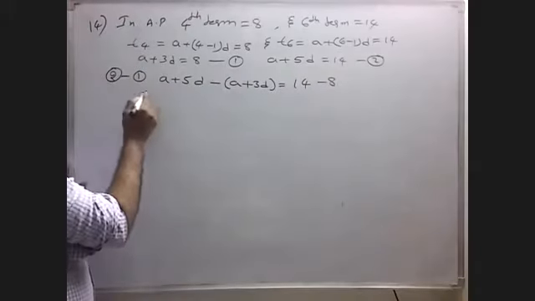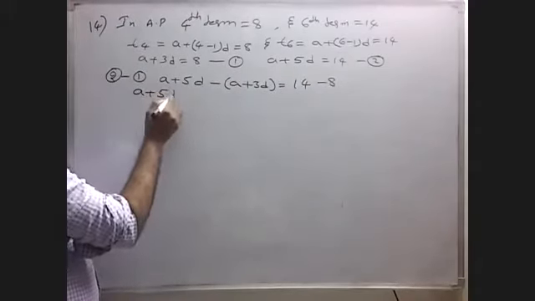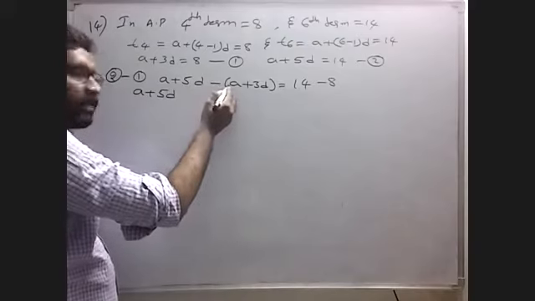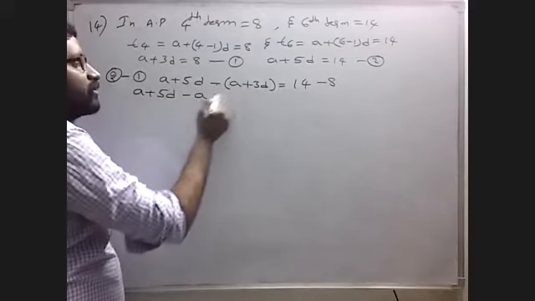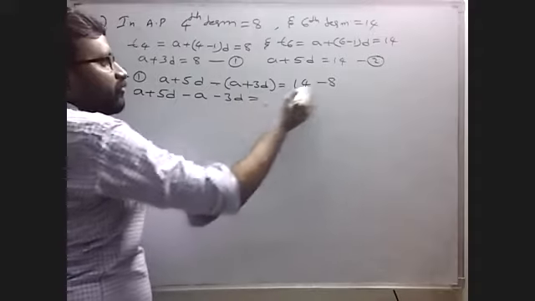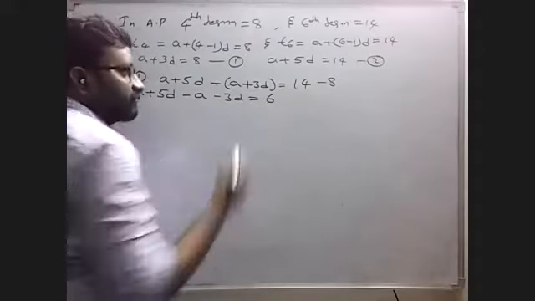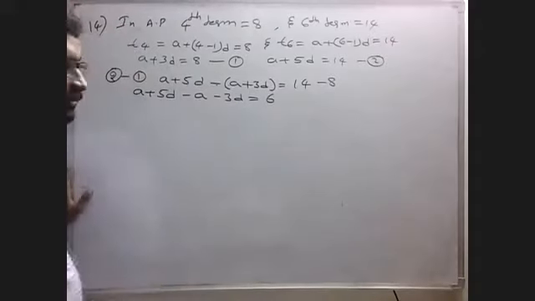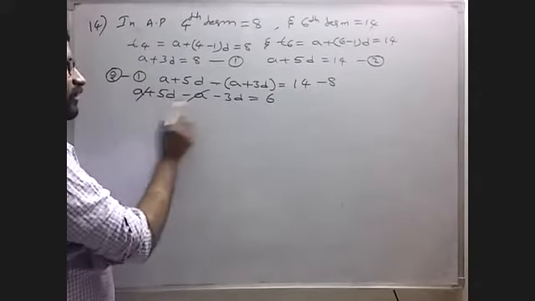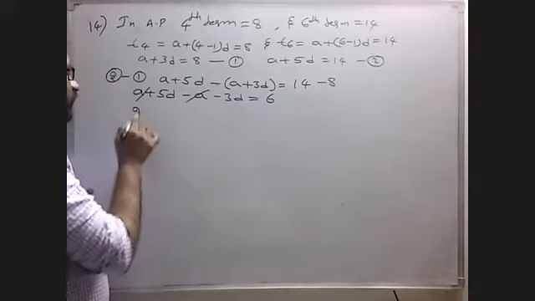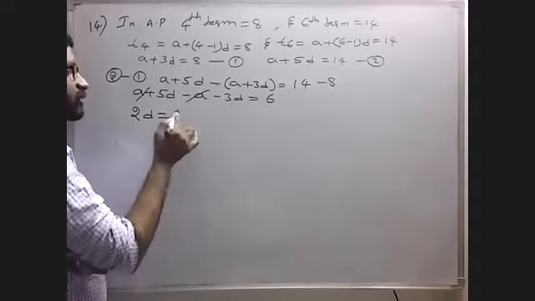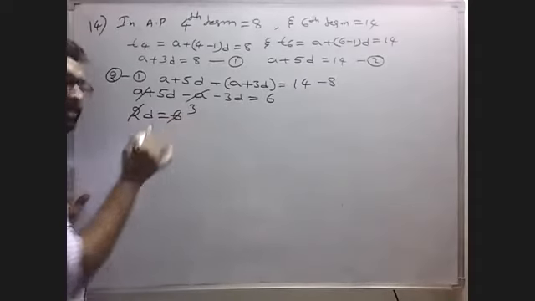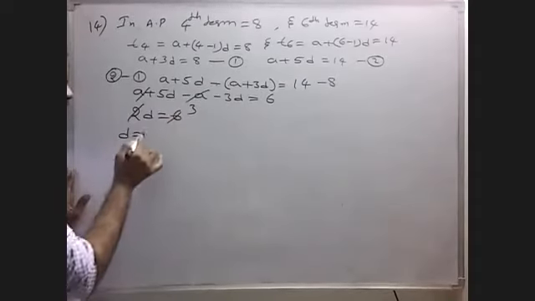Now simplification: A plus 5D, minus into plus, we are subtracting, so minus A, minus 3D, is equal to 14 minus 8, which is 6. Now A cancels. 5D minus 3D is 2D, is equal to 6. Two ones are two, two threes are six. So D is equal to 3.